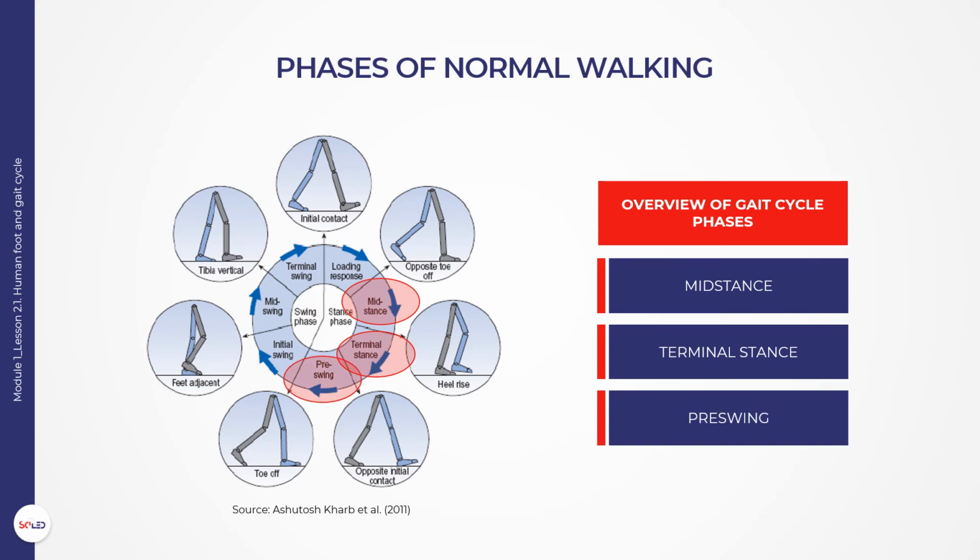Pre-swing, time interval from initial contact of the contralateral extremity to just prior to the lift of the ipsilateral extremity from the ground, unloading weight, which takes about another 15% of gait cycle. This phase is also known as the weight release and weight transfer phase.